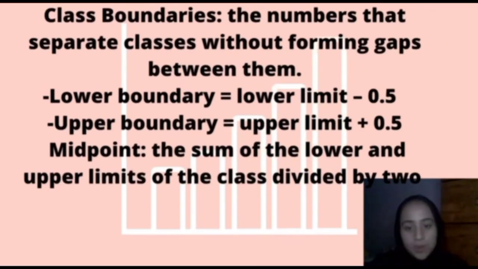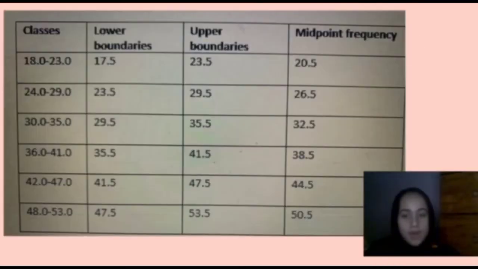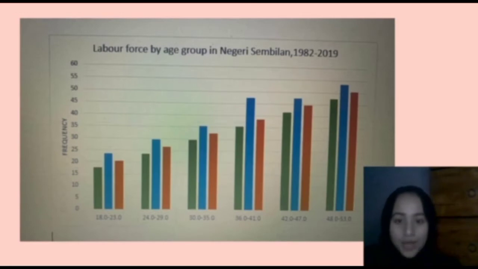So that is class boundaries, the numbers that separate classes without forming gaps between them. For example, lower boundary equals lower limit minus 0.5 and upper boundary equals upper limit plus 0.5. Next, midpoint: the sum of the lower and upper limit of the class divided by 2. So this is my grouped data table that we use to make the histogram graph. As you can see, this is the histogram graph.